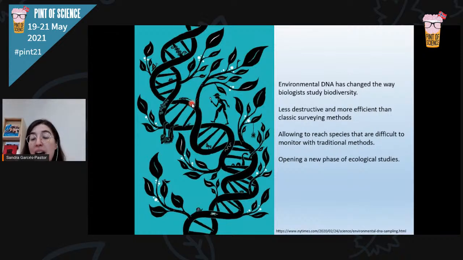With all these examples, I wanted to show you the potential of environmental DNA to study biodiversity, since it's a minimally destructive technique, and it's more efficient than the classical surveys. This allows us to reach species that are very difficult to monitor because they are endangered, because they are very difficult to reach, or because they are very shy. But anyway, this opens a new phase for ecological studies.